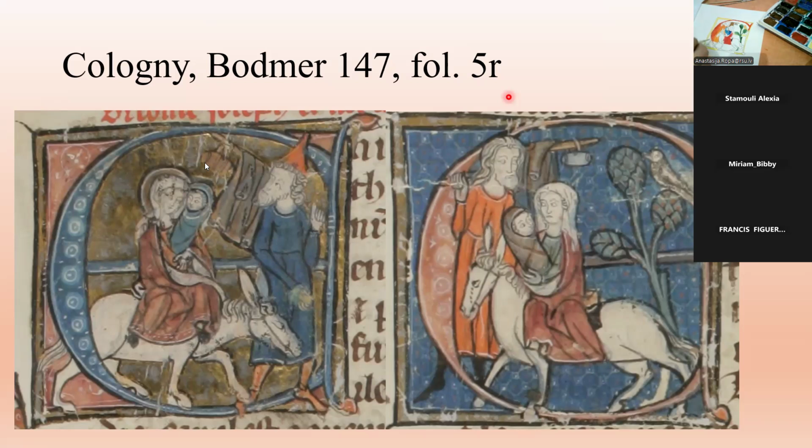I'm just wondering why they depicted the same thing twice on the same folio, and the donkey looks a little bit different. Why would you want to do it two times and not just once? Apart from the fact it's obviously very important.